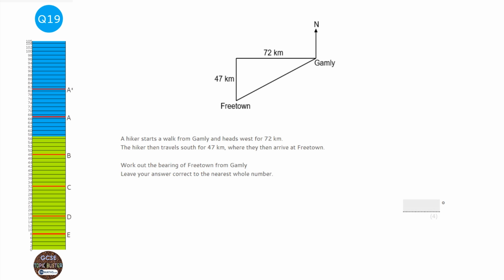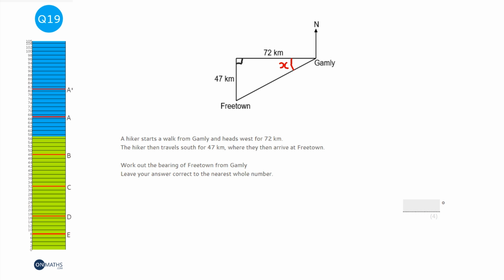Okay, so this question looks like a standard bearings question, but something you might notice is there's no angles in it. So if there's no angles in it, we need something else, and that something else is going to involve the right angled triangle here. We know that when we've got a right angled triangle and two sides, we can find an angle with trigonometry. I'm going to call this angle x.